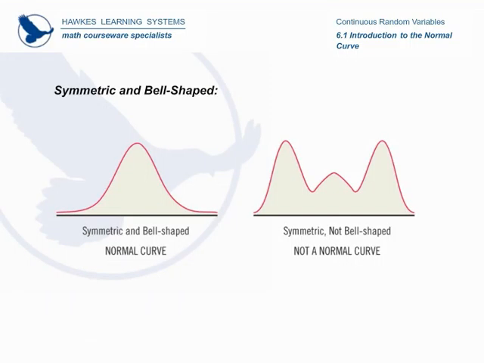Here we have a visual display of symmetric and bell-shaped curves. On our left, as you face the screen, you see a symmetric and bell-shaped normal curve. On the right, you see a curve that is symmetric but not bell-shaped, so it's not a normal curve.